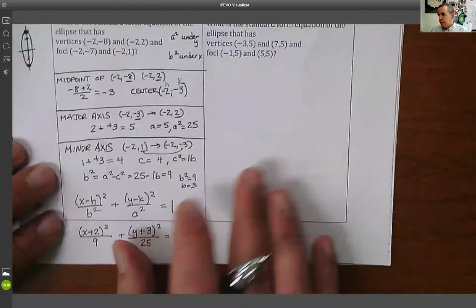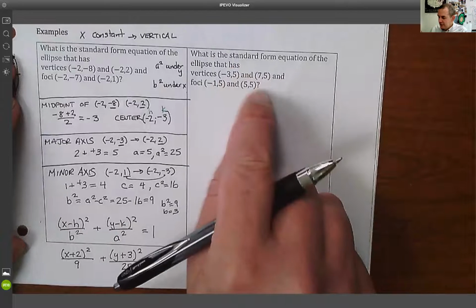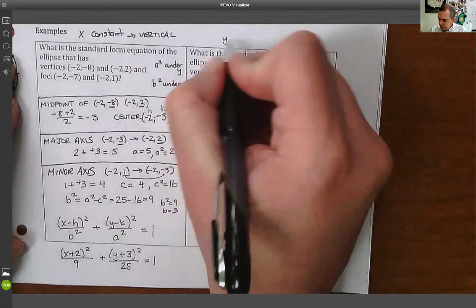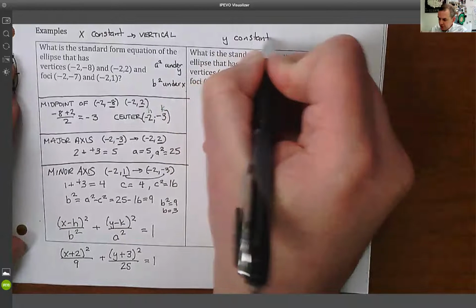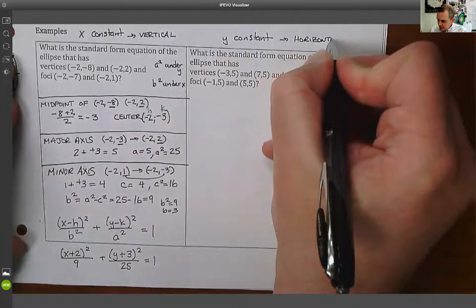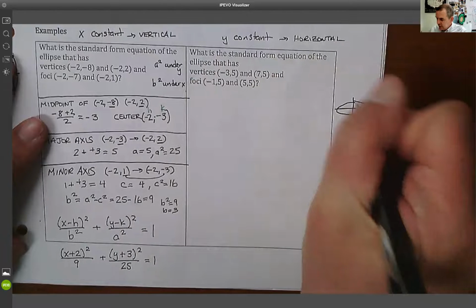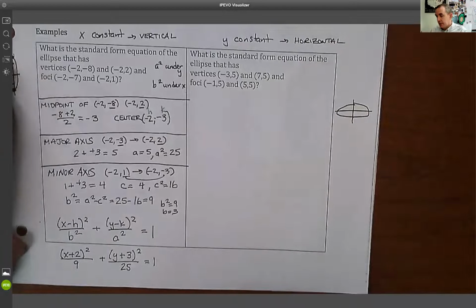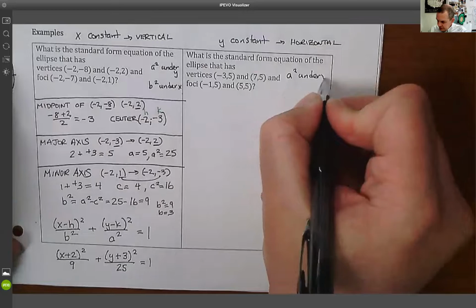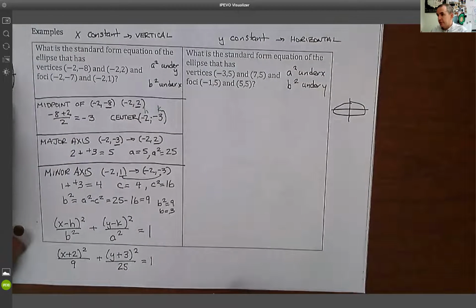So what I'll do is I'll do another one just so we have it. Again, if we look at this one, what stays constant here, if we notice, the x's change, the y's stay constant. And if you remember back to your Algebra 1 days, when you have a constant y, you have a horizontal line. So what that means is we have a horizontal ellipse. So that's going to tell me that the a squared is going to be under the x, and the b squared is going to be under the y. And I follow the same process.